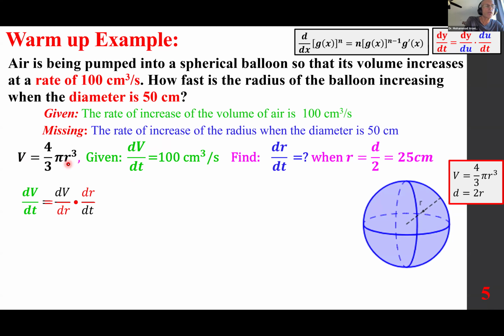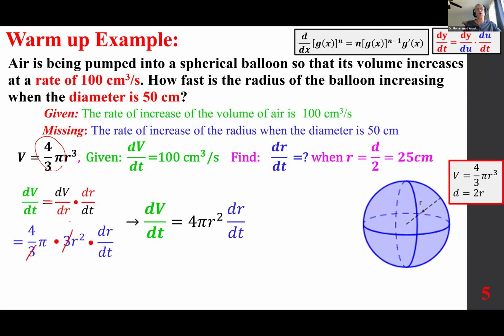Now, to find dV/dt, please understand that this is just a multiplier and it's a number. So dV/dt is 4/3 pi. And now you're going to work on r cubed, which is 3r squared dr/dt. And dV/dt becomes 4 pi r squared dr/dt.